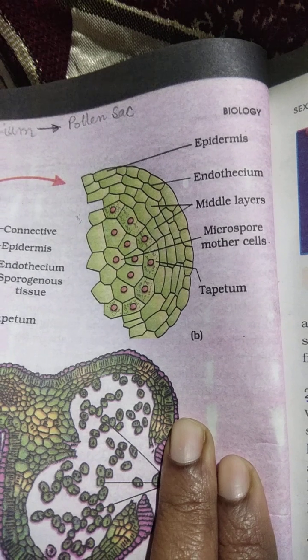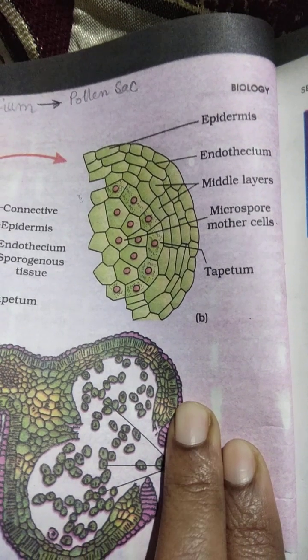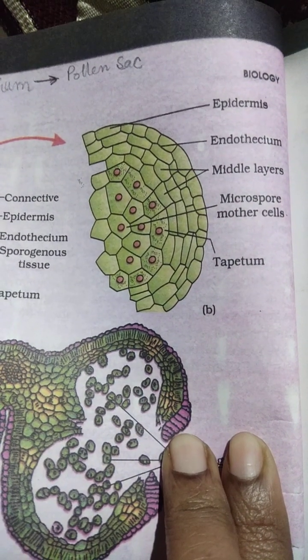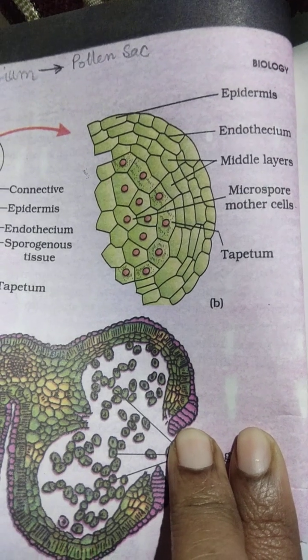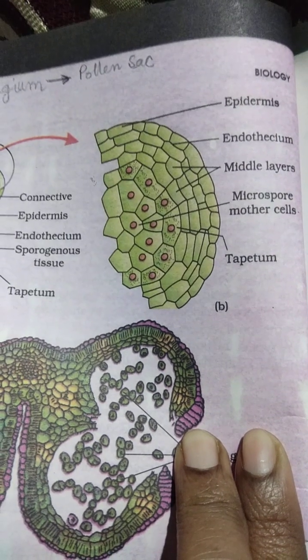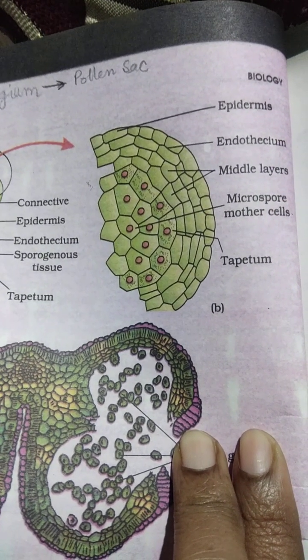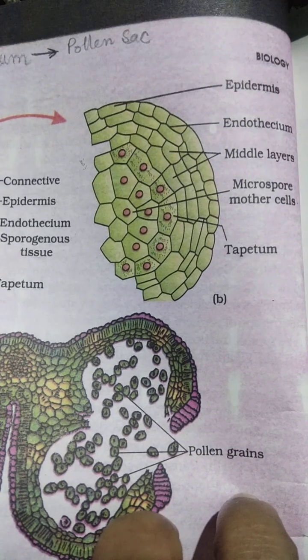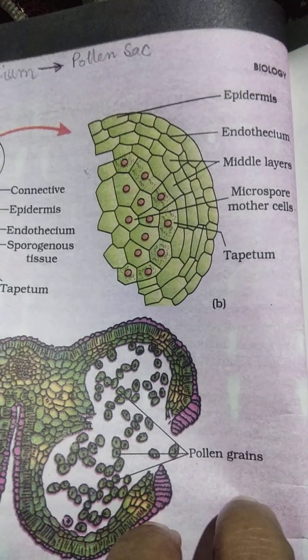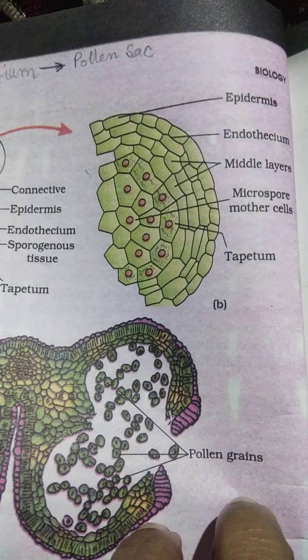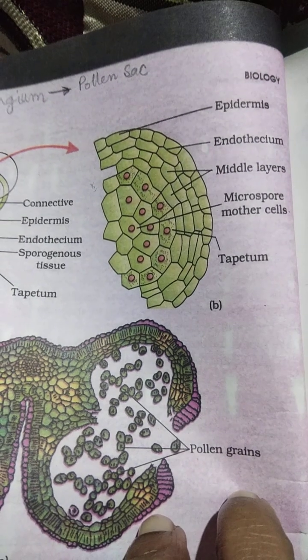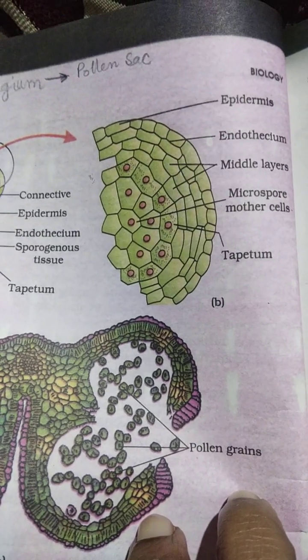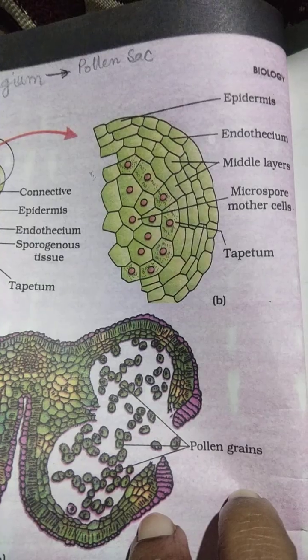Epidermis, endothecium, middle layers, tapetum, and inside the tapetum are the main cells which produce gametes, and these cells are known as the microspore mother cells. This is the main sporogenous tissue.